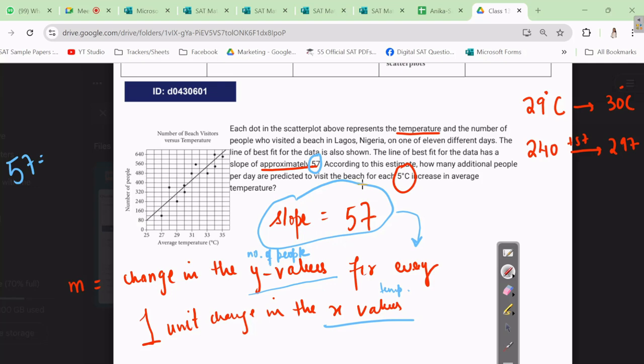Okay, so now it's asking that if the temperature increases by 5 degrees, then how many additional people per day are predicted to visit the beach? Basically, they are just asking that if there will be a change of 5 units, then what will be the change in the number of people?